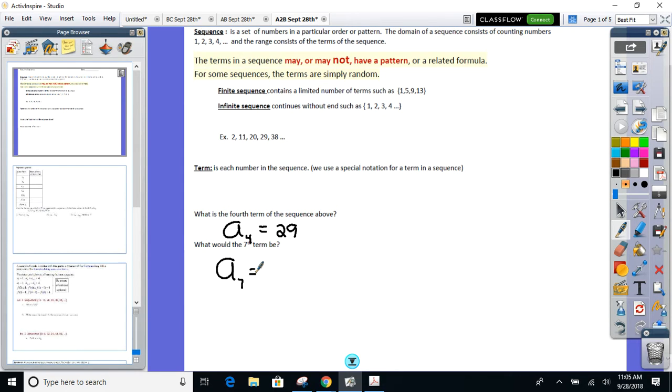What are you guys finding? What's the seventh term here? 56. What's the pattern? Add 9 every time. Yep, add 9 every time. So we're okay on how to write a certain term now in a sequence. I put the A with the subscript of the term I'm trying to find. Questions there?